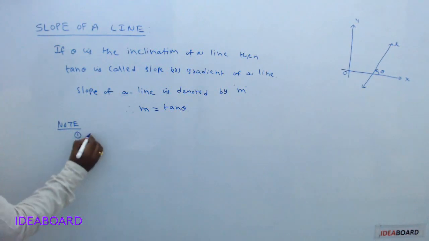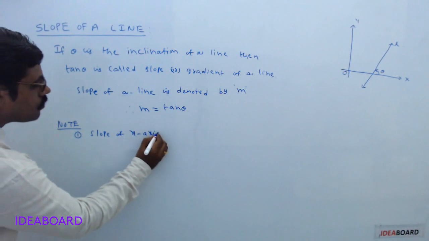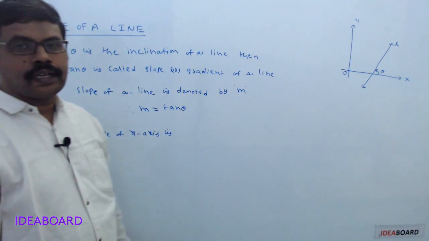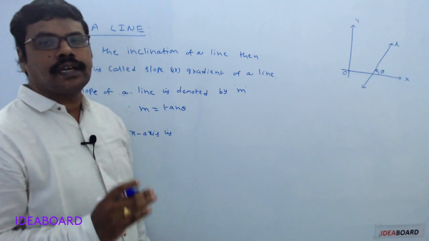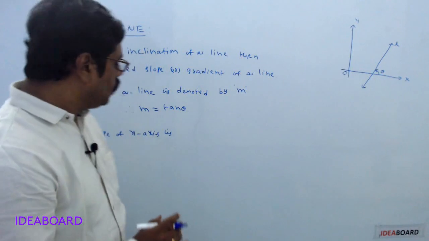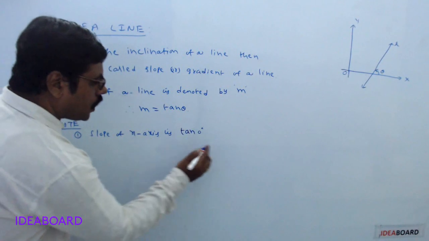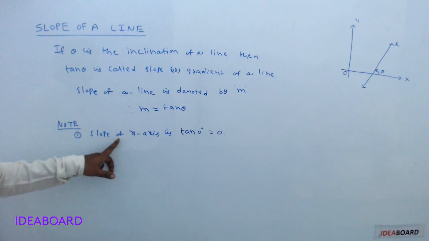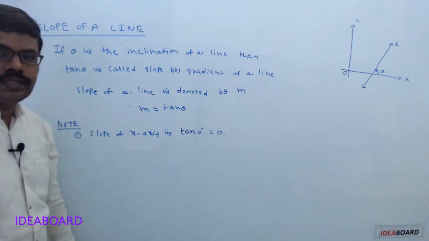First point, what is the slope of x-axis? Before you write down the slope of x-axis, what is the inclination of x-axis? As earlier we discussed, inclination of x-axis is 0 degrees. So, slope of x-axis is tan 0 degrees, and tan 0 degrees value is 0. What is the first point? Slope of x-axis is tan 0 degrees. What is its value? 0.